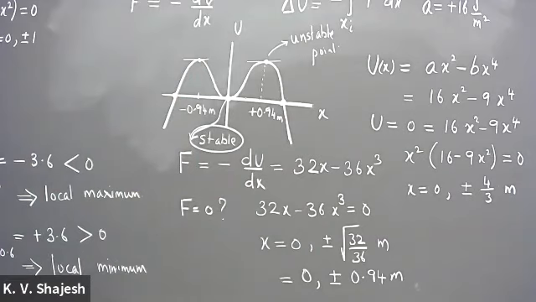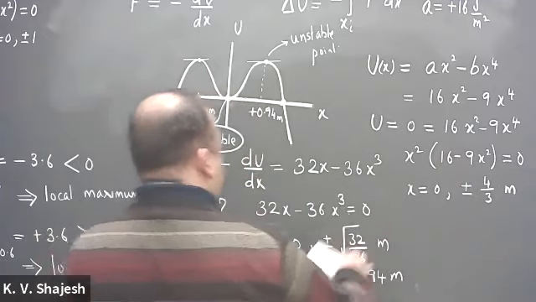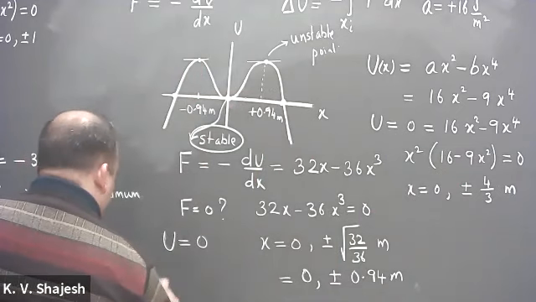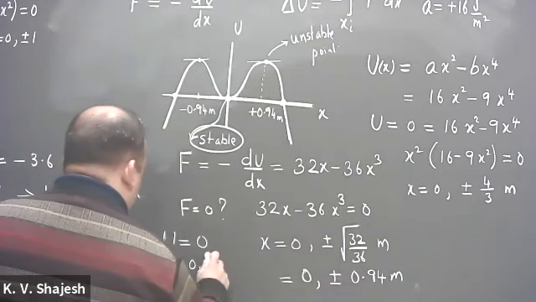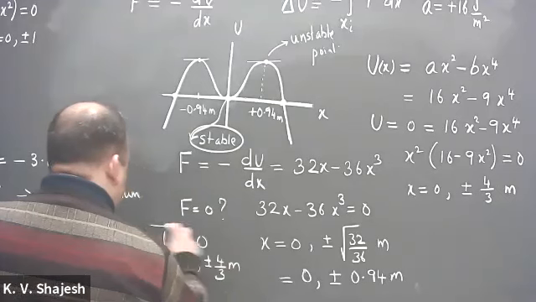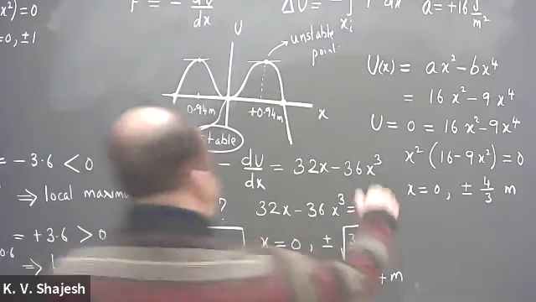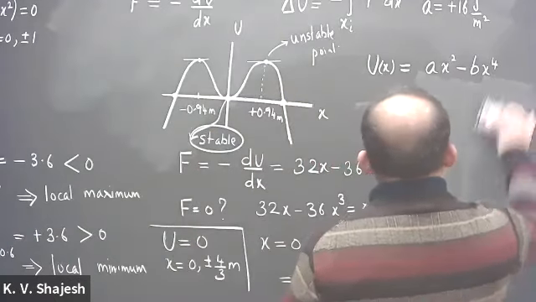So let me erase this part so that I can do this again. Let me write that down here. U equal to 0 is x equal to 0 and plus or minus 4/3 meters. That's just some information there, so that I can erase this one.